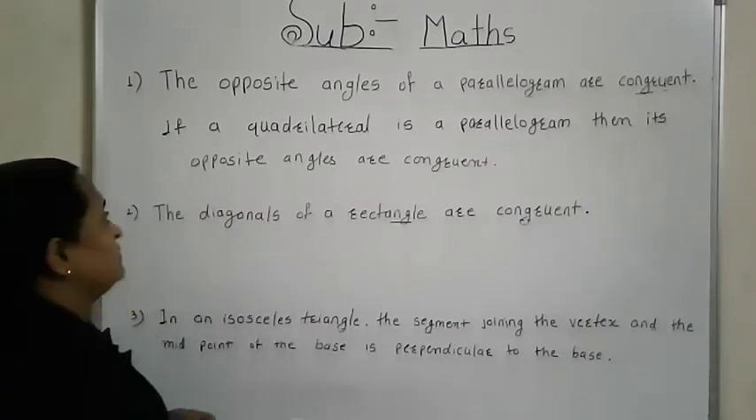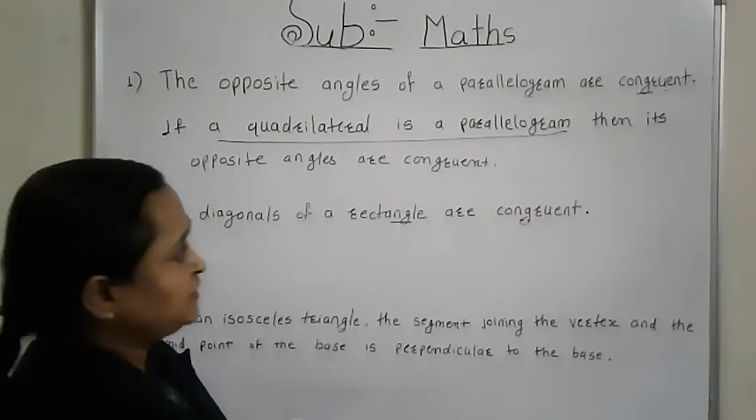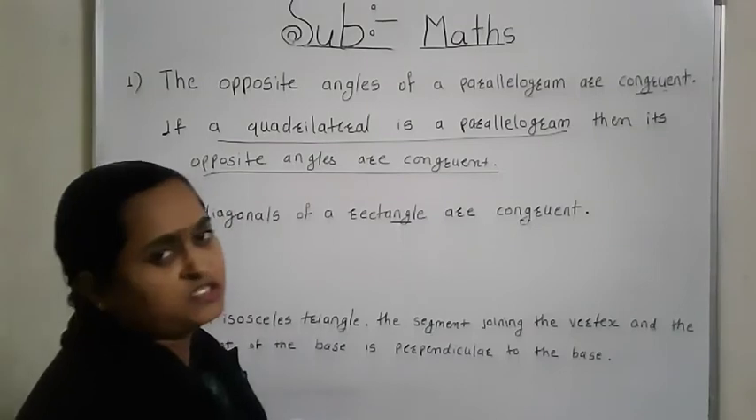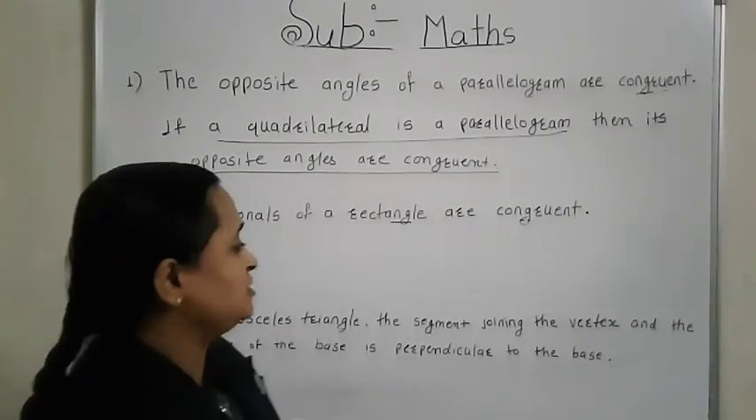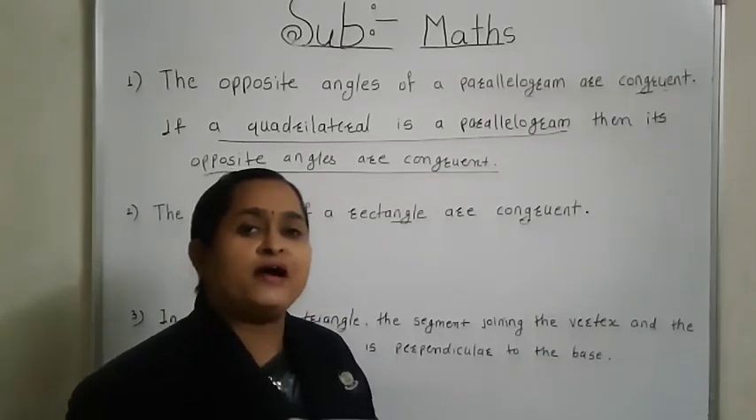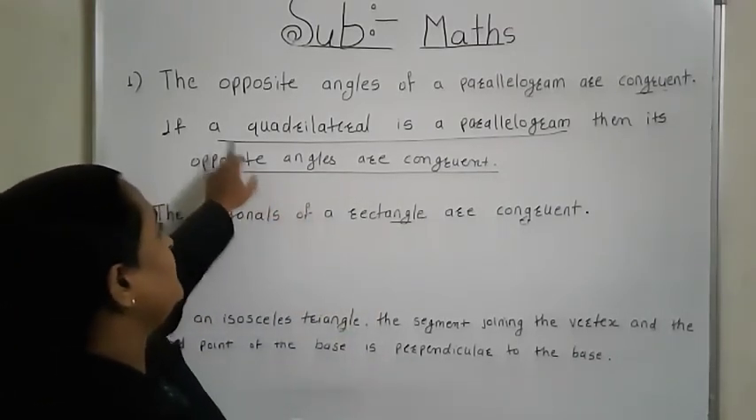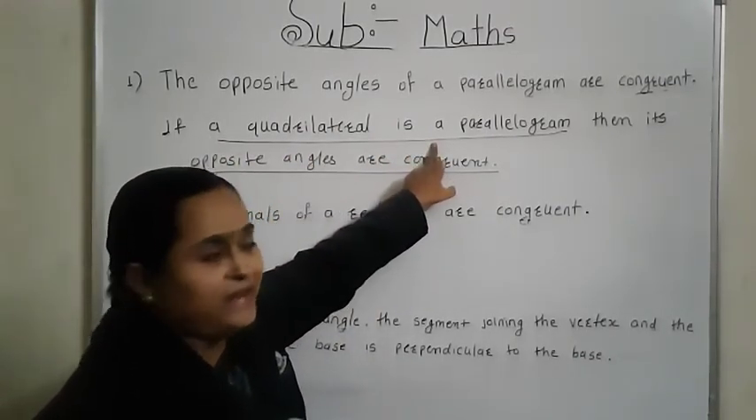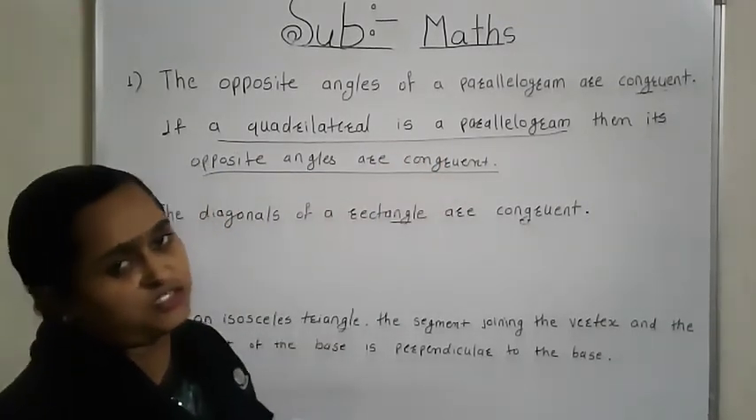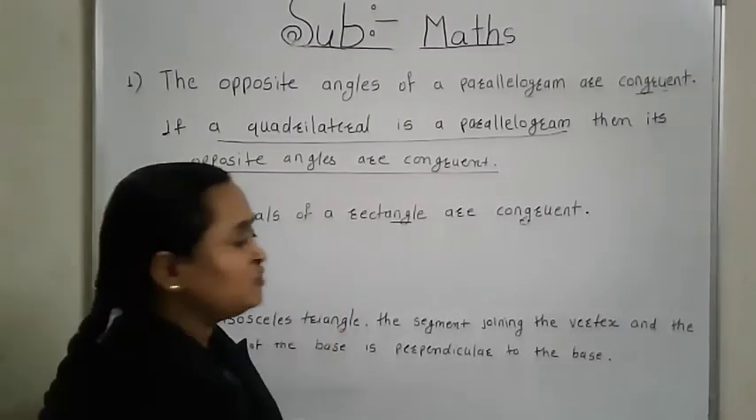Now in this statement, a quadrilateral is a parallelogram, this is antecedent, and opposite angles are congruent, this is consequent. Because according to definition, the part of the statement following if is called the antecedent and the part of the statement following then is called the consequent. Now in this statement, a quadrilateral is a parallelogram, this is antecedent, and its opposite angles are congruent, this is consequent.